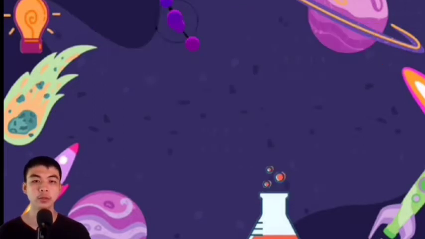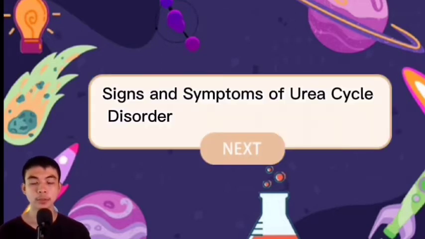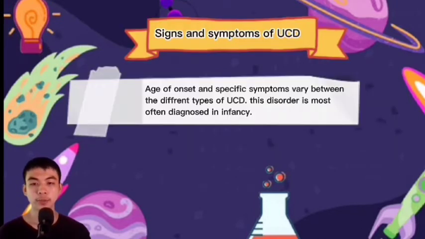Now, let's go deeper into our discussion. Signs and symptoms of UCD. The age of onset and specific symptoms vary between the different types of UCD. This disorder is most often diagnosed in infancy, but some children do not show symptoms until early childhood.